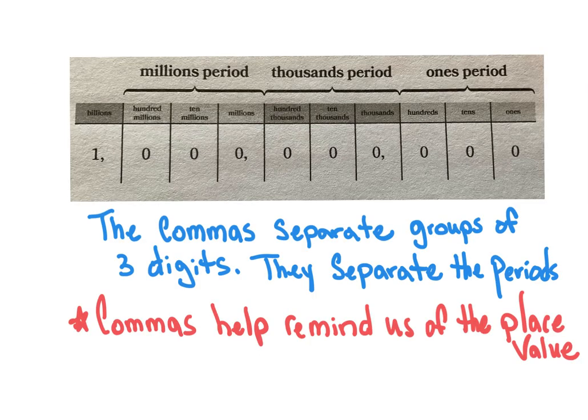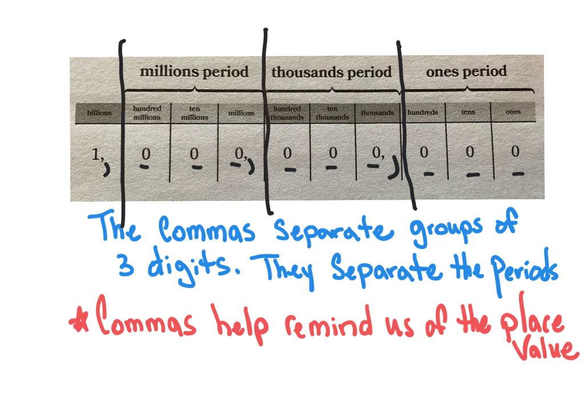The commas are really important because they separate groups of 3 digits. So if we have 1, 2, 3, we're going to have a comma. 1, 2, 3, comma. 1, 2, 3, comma. The commas separate the periods from each other. So they separate the ones period from the thousands period from the millions period. And they remind us of the place value that we're changing.